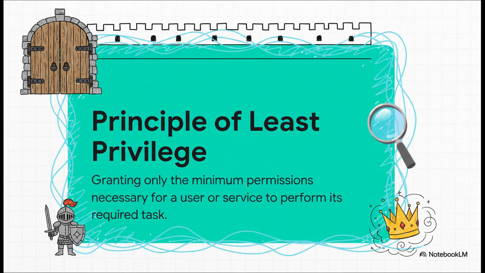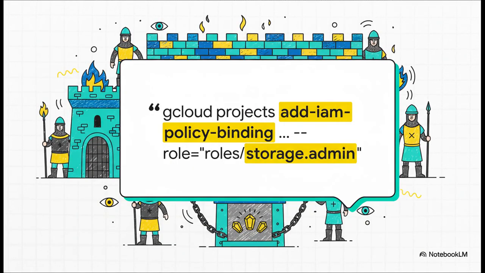So this brings us to the golden rule of all security, the principle of least privilege. You just have to follow this. I mean, you wouldn't give the castle chef the key to the royal treasury, would you? Of course not. You give them the key to the kitchen, and that's it. It's the same in the cloud. An app that just needs to read a file shouldn't ever have permission to delete that file. Simple as that.